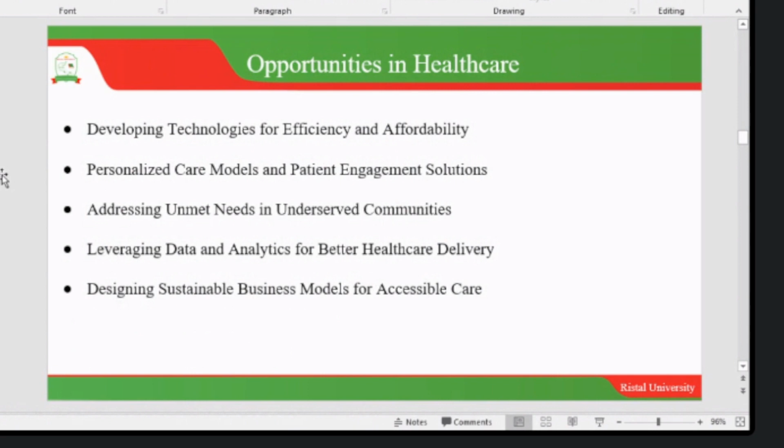Then designing sustainable models for accessible care, like we were talking about earlier, there is an opportunity created to ensure convenience of healthcare seeking. Okay, that if we design some of those models which make this healthcare accessible and convenient for everyone wherever they are, then we are going to have a better healthcare system.